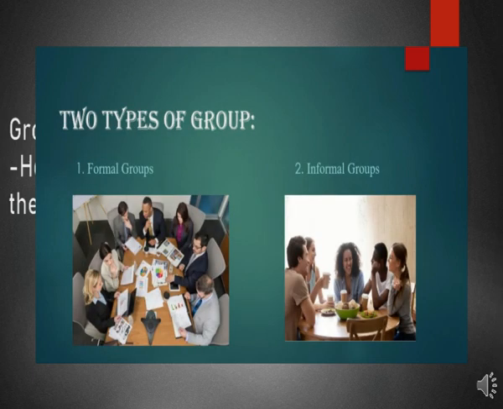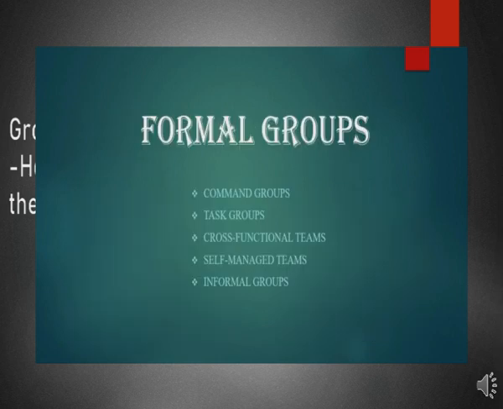Now, there are two types of groups: formal groups and informal groups. Formal groups include command groups, task groups, cross-functional teams, and self-managed teams. Command groups are determined by the organizational chart and composed of individuals who report directly to a given manager.